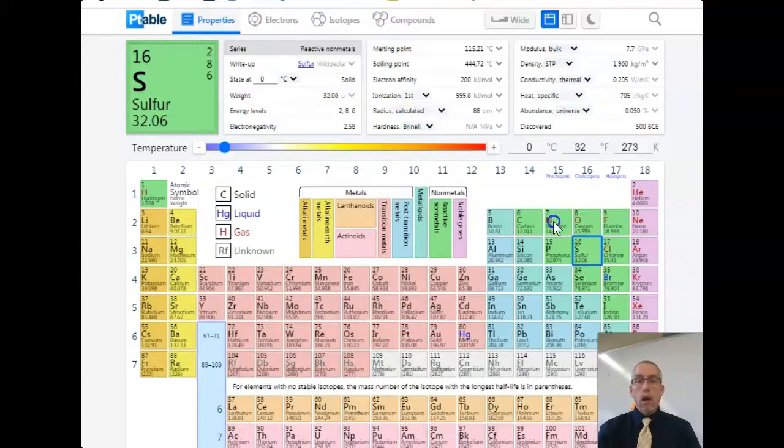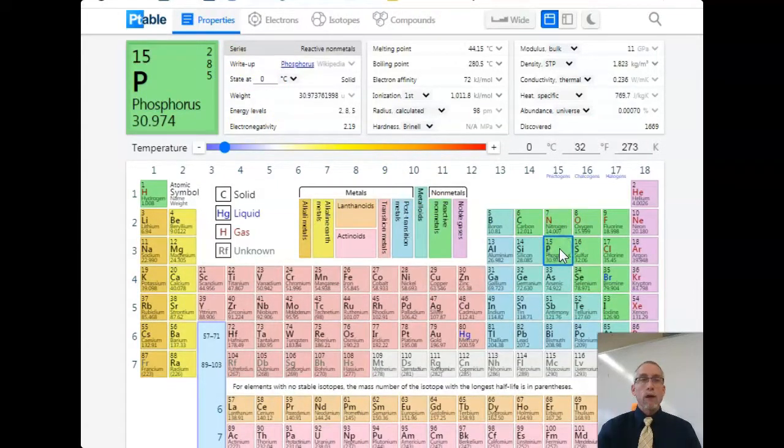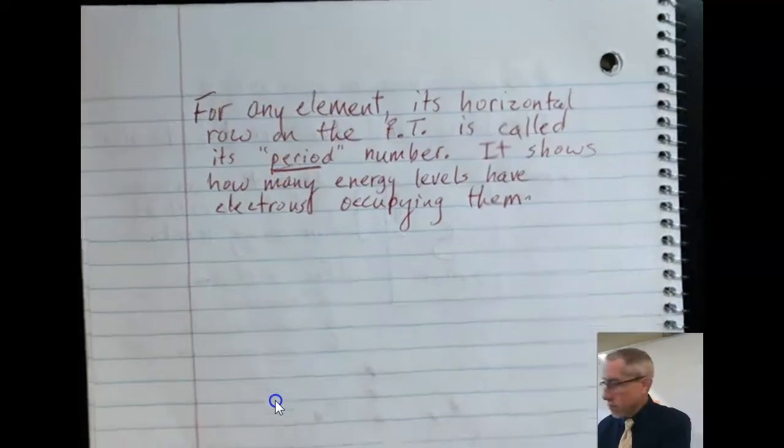Let's look at the column next to it. The nitrogen group, or the nitrogen family, has 5 outer electrons. And we go down to phosphorus just below it, also has 5. And so that is something that's very common to all of the elements that are in a particular vertical column, known as the group. Okay? So let's write that in a nice way that you can remember.